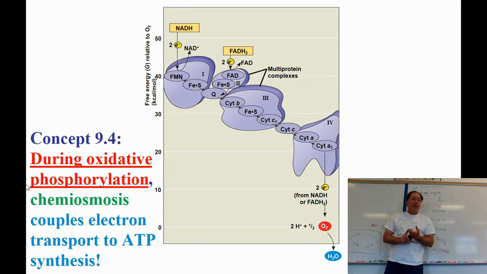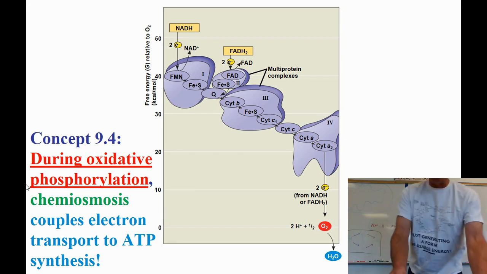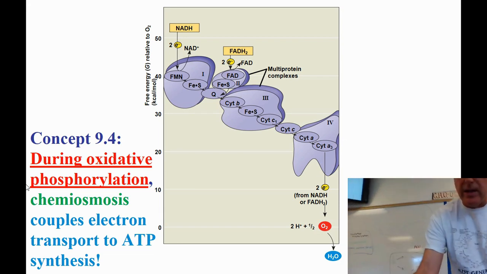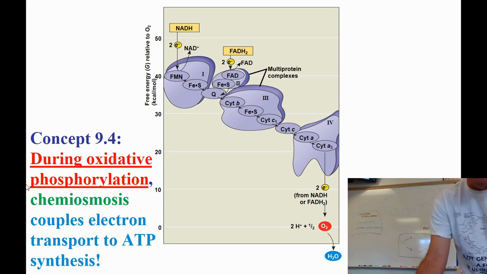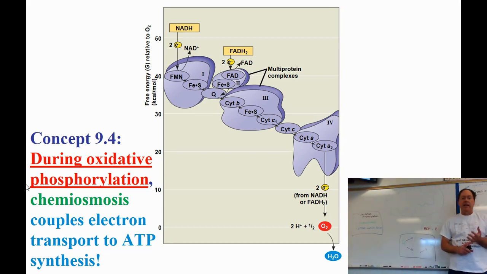Here is the title of concept 9.4. It says, during oxidative phosphorylation, chemiosmosis couples electron transport to ATP synthesis. We'll get to what oxidative phosphorylation means in a minute, as well as this term chemiosmosis. But we know that we're going to make ATP at the end here, and we know that electrons are going to be transported down the electron transport chain. In this picture, that is from left to right, going down all those blue things.